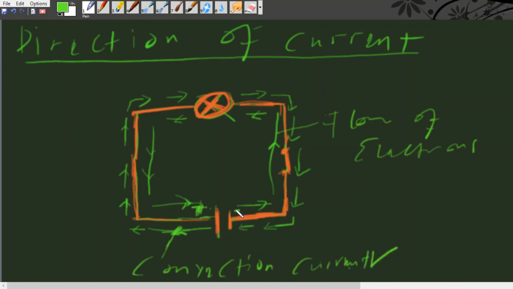And we can say that the direction of electrons, they will move from the negative. So as you can see, these arrows, they'll move from the negative until they reach the positive. So that's the direction of current.